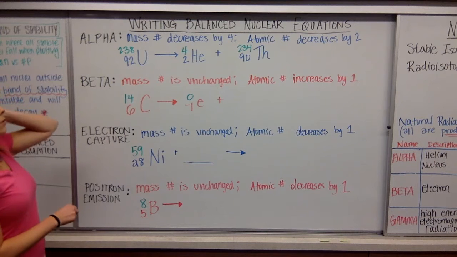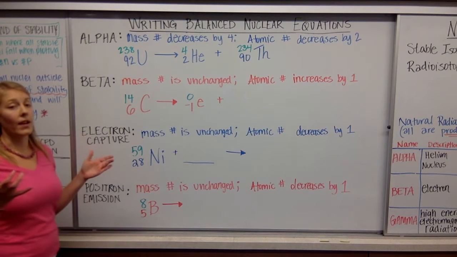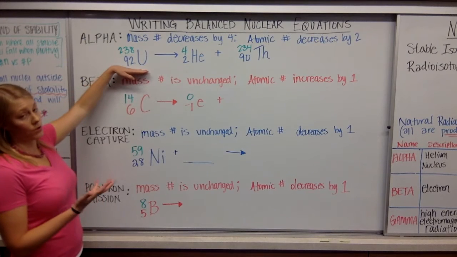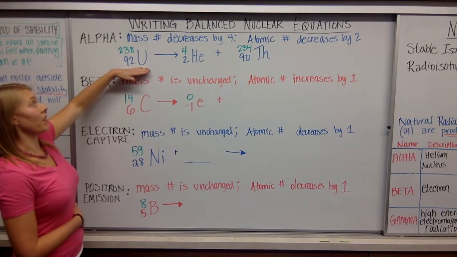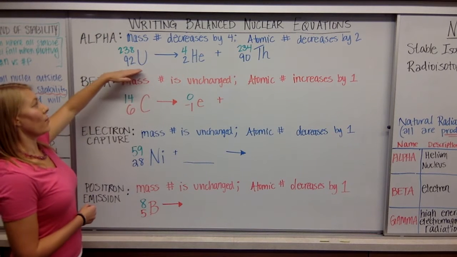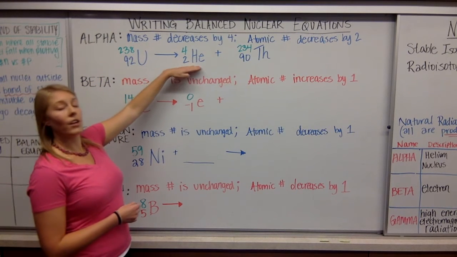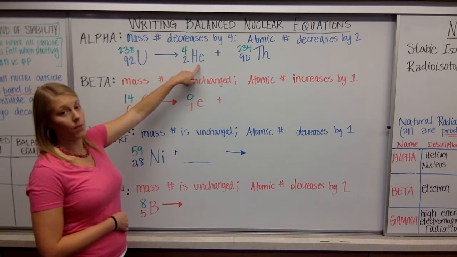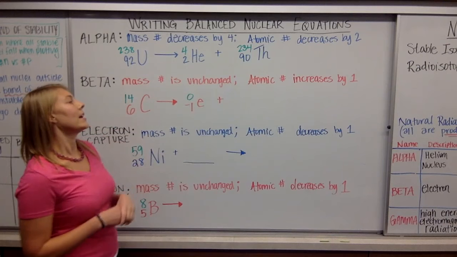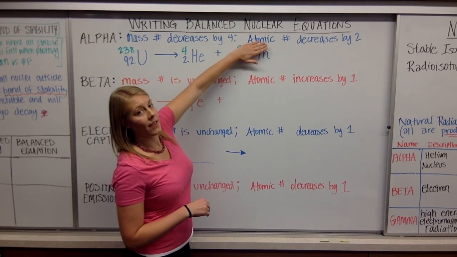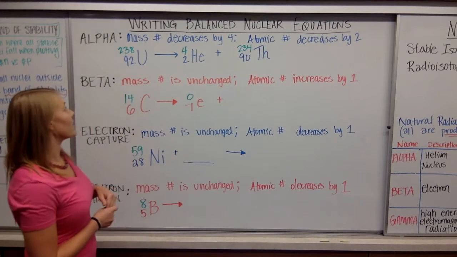All right, so when we're doing this, the goal of balancing these equations is we're going to usually have a nucleus that we're starting with. In this case, uranium-238 is our nucleus. So we have uranium-238. It's going to undergo alpha decay, so it's going to emit a 4,2He particle, a helium nucleus. When that happens, often you're going to have to figure out what is this other nucleus that's now produced.